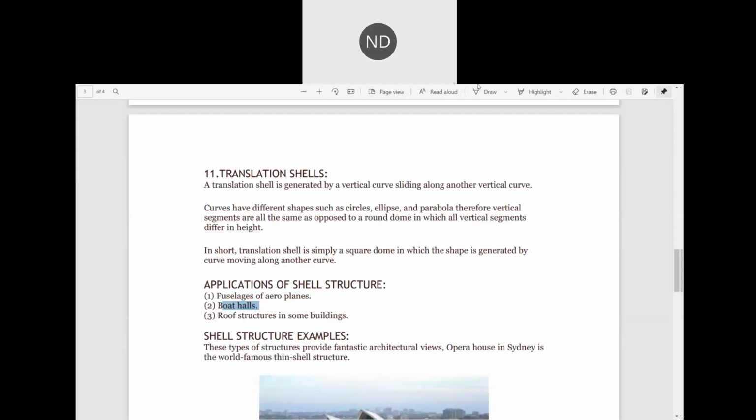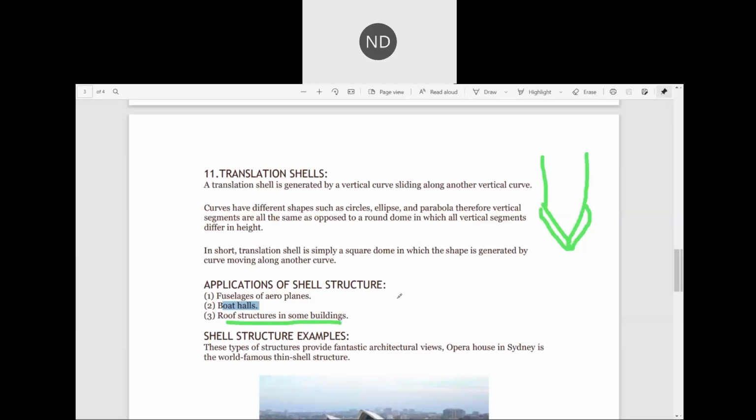Boat hulls: suppose you have a ship, this is your ship. This portion, the down portion here, these are your hulls, vaulted hulls. This is greater in height already. So shell structures can be used in this kind of boat hulls also. And roof structures in some building structures.